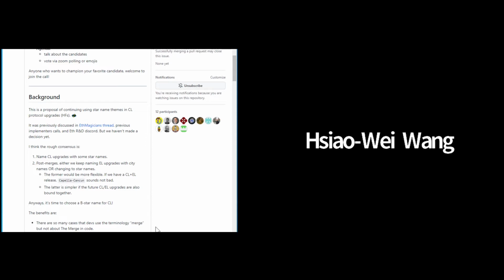And also, I think the execution layer will likely continue using the city names. So if it happens, we may have something like a B star name and a city name like Shanghai, a combination name of the next protocol upgrade for the whole Ethereum. So it will just be a code name for making it more specific.